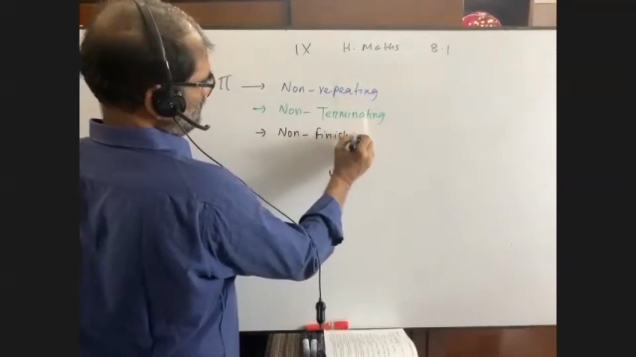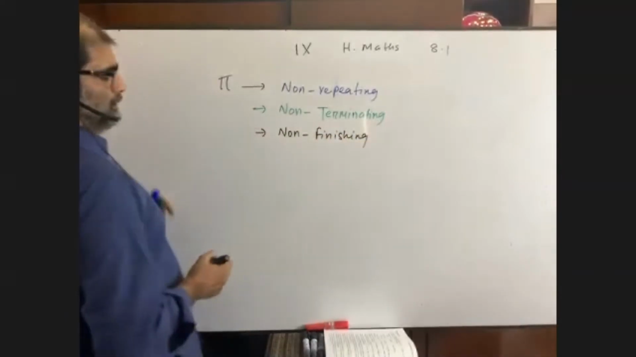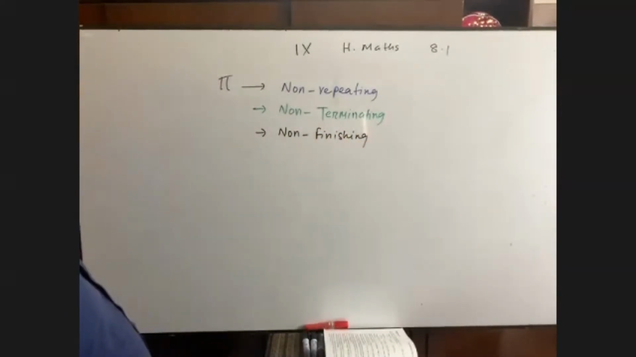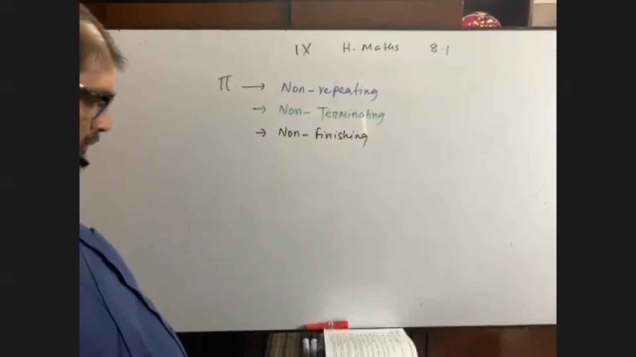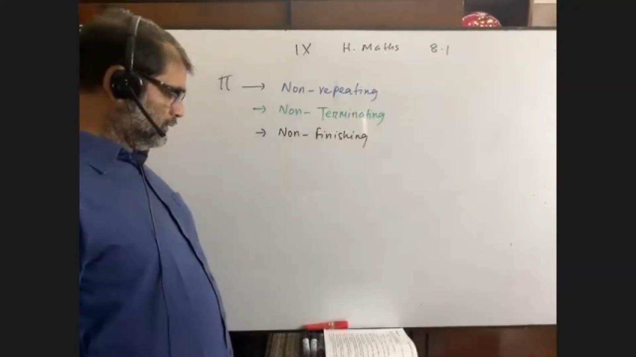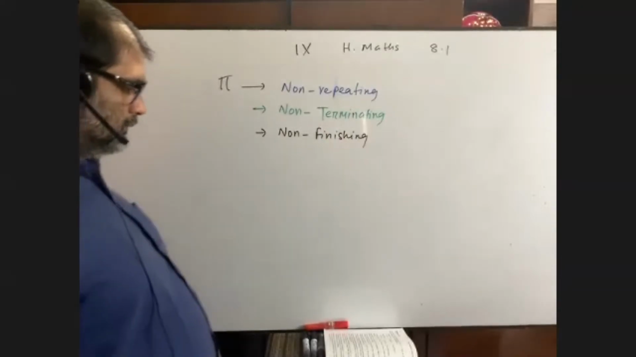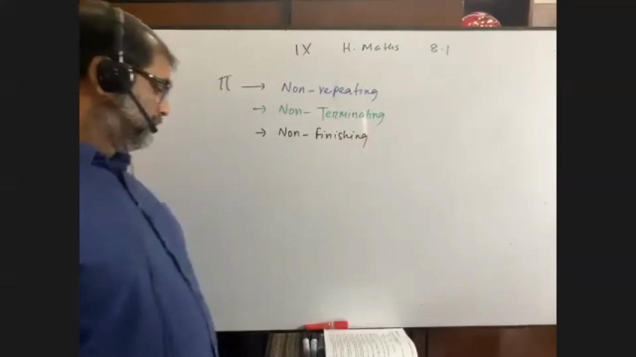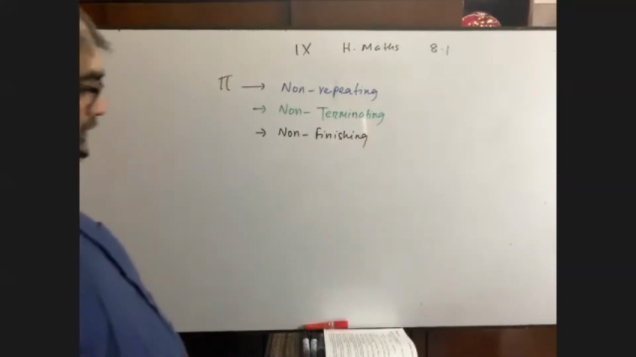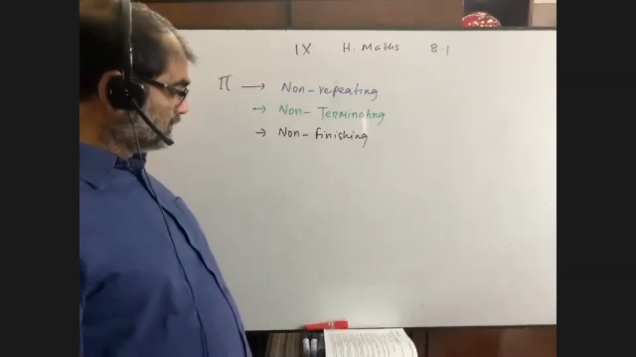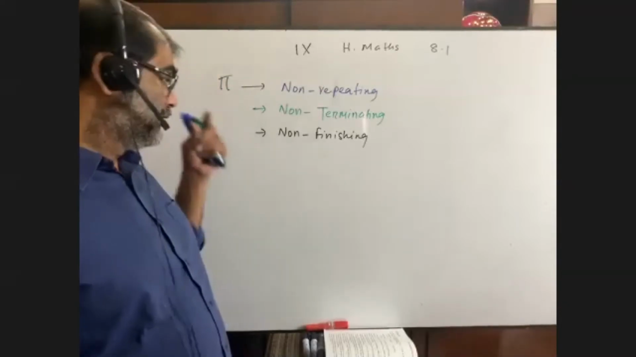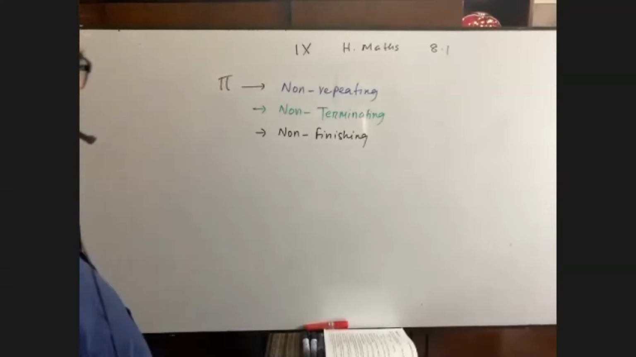Sir, the answer of 3 of 2 will be 55 degree, 55 minutes, because 53.82 is very near to it. Maybe, but perhaps it is not, because we did that math. Anyway, you calculate again. So pi is non-repeating, non-terminating, non-finishing.